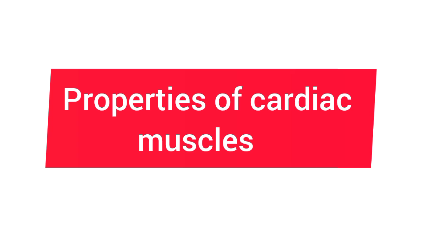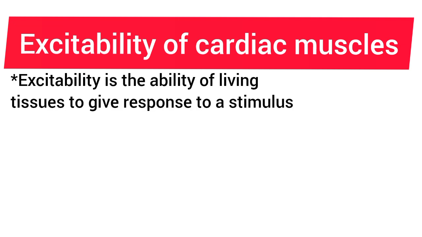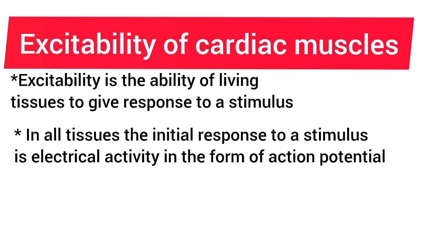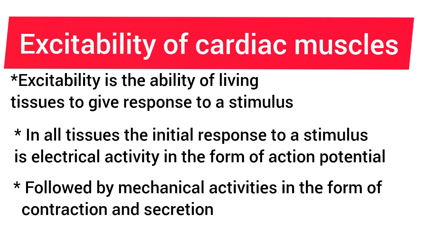We'll be talking about the properties of cardiac muscles. Before we proceed, let us talk about the excitability of cardiac muscles. Excitability is defined as the ability of living tissue to give response to a stimulus. In all the tissues, the initial response to a stimulus is electrical activity in the form of action potential. It is followed by mechanical activity in the form of contraction and secretion.